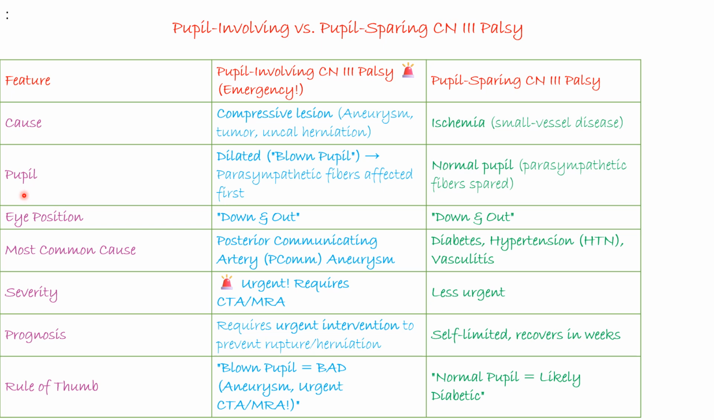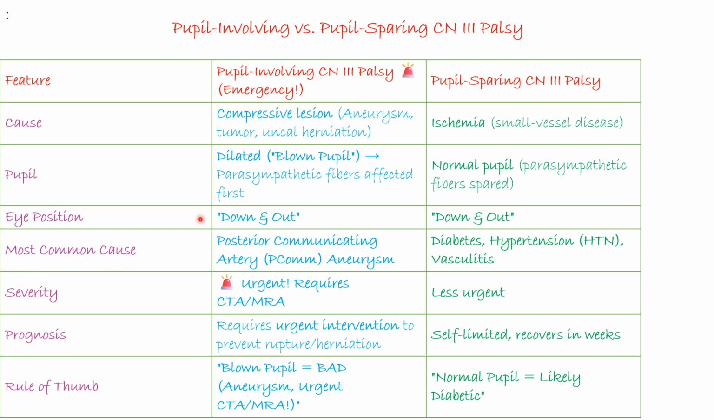So in the pupil, we say that the outer part of the oculomotor is usually parasympathetic. So if it is affected first, then you are going to have a dilated pupil, that is a blown pupil. Whereas in pupillary sparing cranial nerve 3, you're going to have a normal pupil because the parasympathetics are spared. For the position of the eye, because in both the motor fibers are affected, you'll have your eye being down and out, and also in pupillary sparing having your eye being down and out.